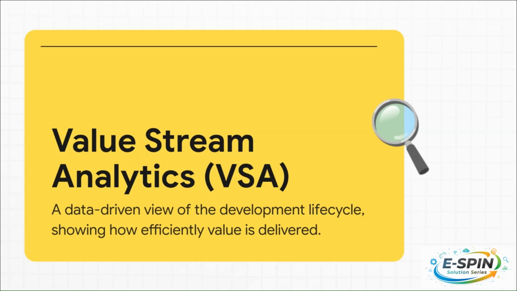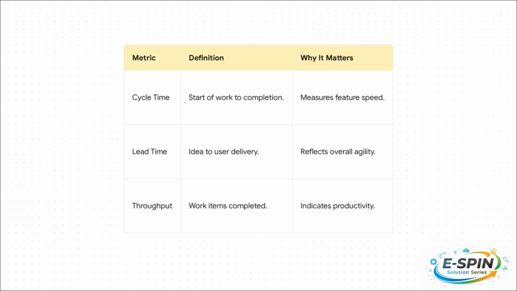It doesn't just track lines of code, it tracks value. It gives you a crystal clear, data-driven view of the entire journey, from a simple idea all the way to a finished feature in your customer's hands. And VSA focuses on what really matters, not on vanity metrics. It measures things like cycle time, which is the raw speed of your team from the moment they start a task to when they finish.